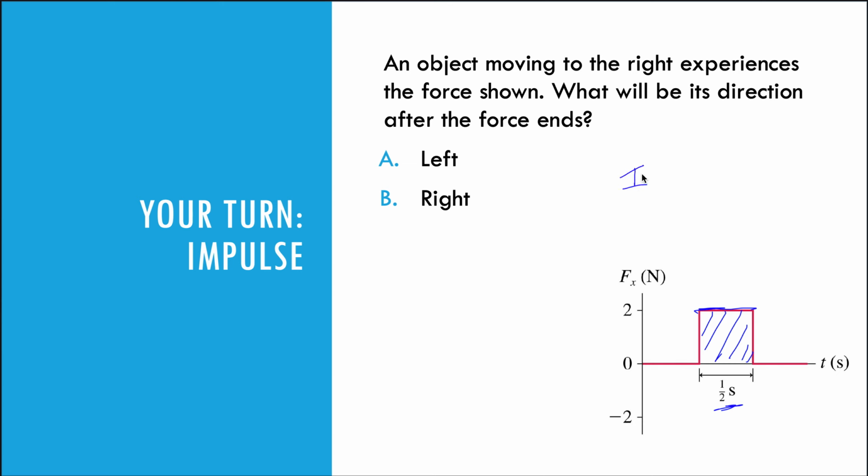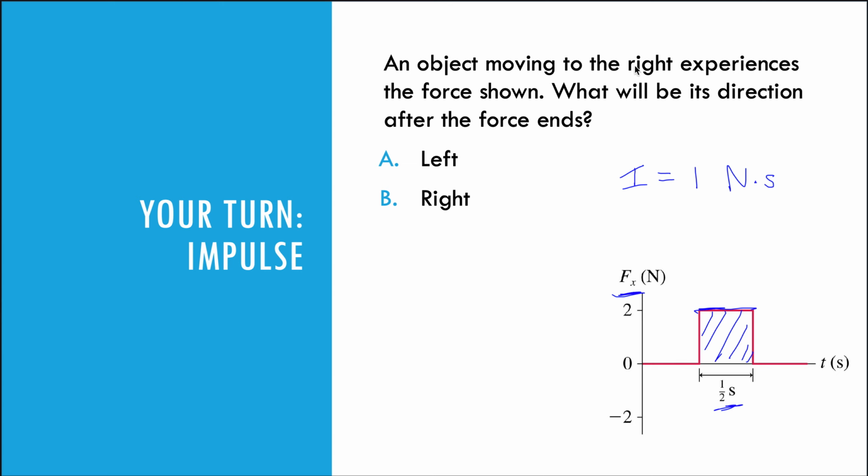So the impulse is equal to 2 times 1/2, which is 1 Newton times second, the unit for impulse. Now, that's the magnitude of the impulse. What about the direction? Well, the direction of the impulse has the same direction as the force. This force is in the x direction and it's a positive direction, which we are going to assume is to the right.